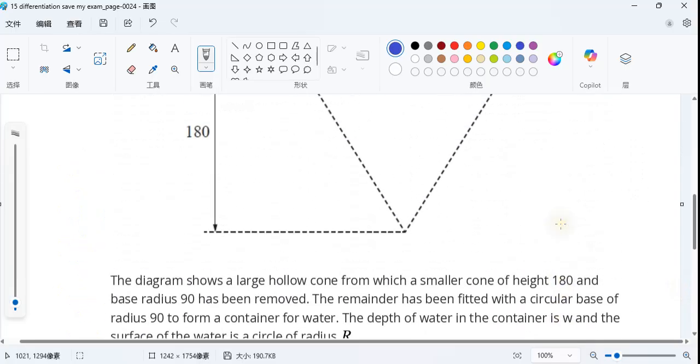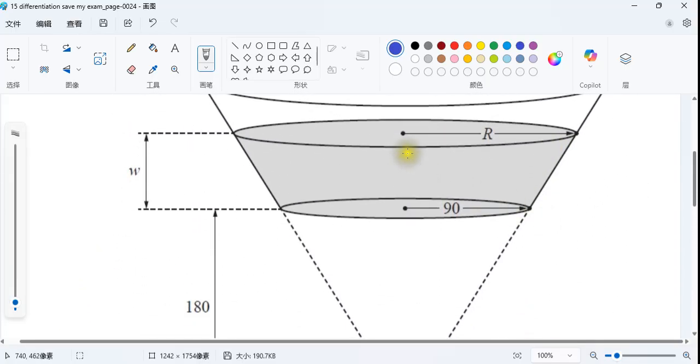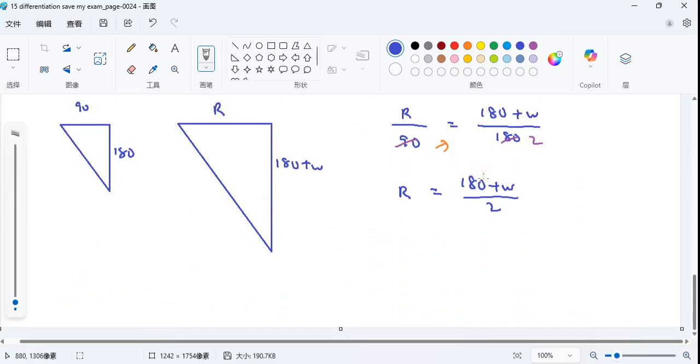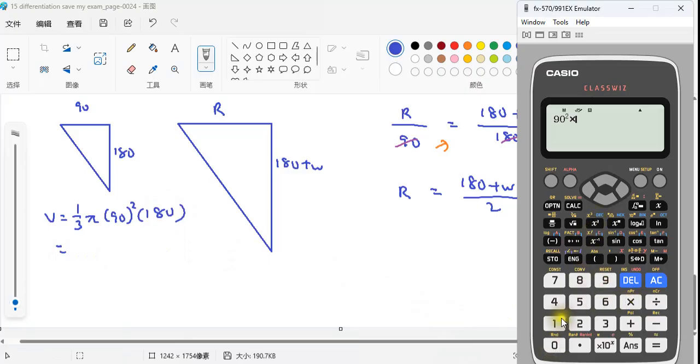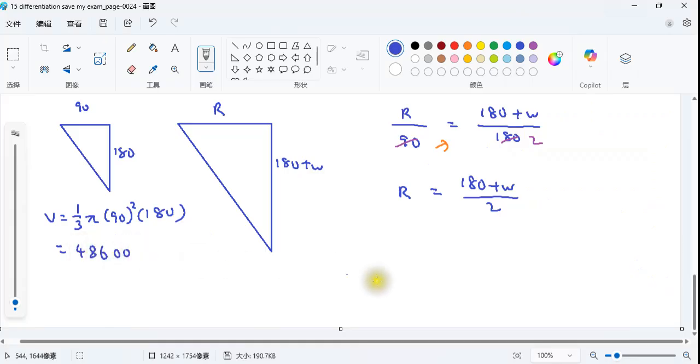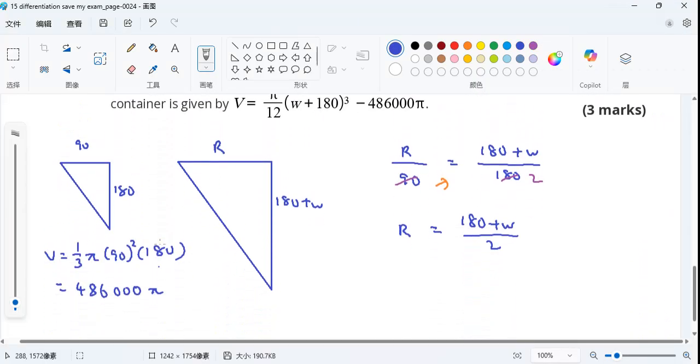So we want to find the volume. The volume will be the volume of the bigger cone minus the volume of the smaller cone. The smaller volume is 1/3 π times 90 squared times 180. Then we have 90 squared times 180 divided by 3, which is 486,000 π.